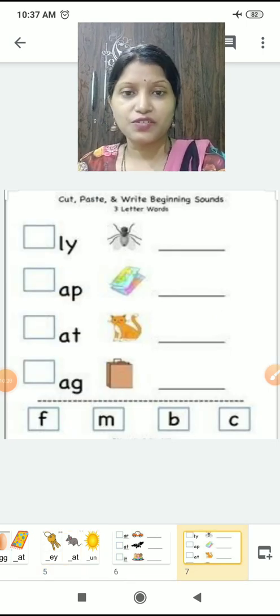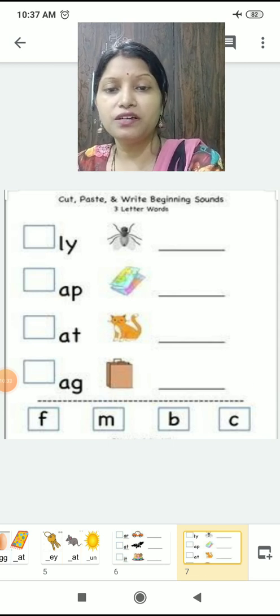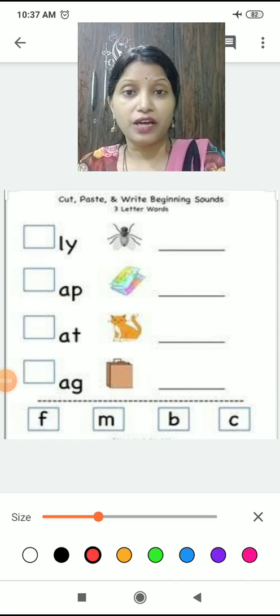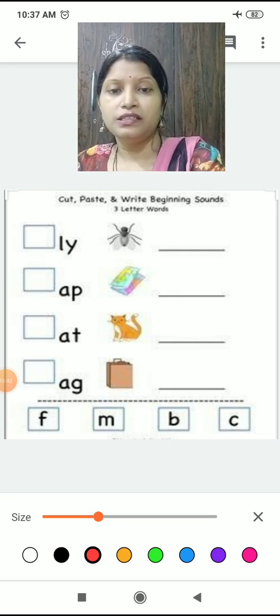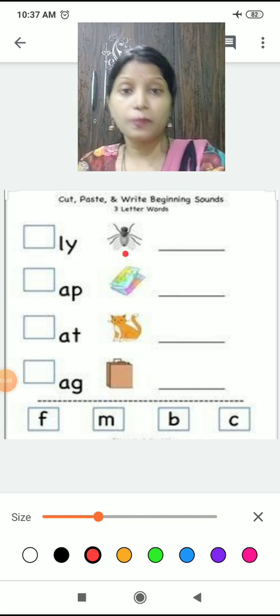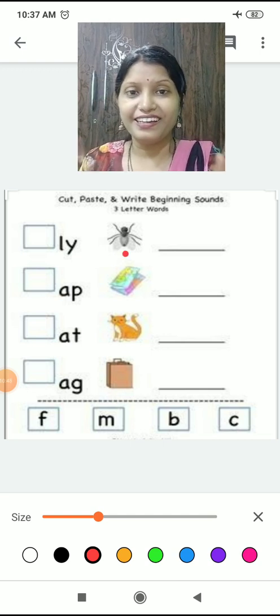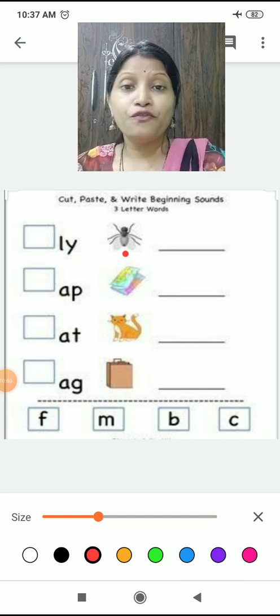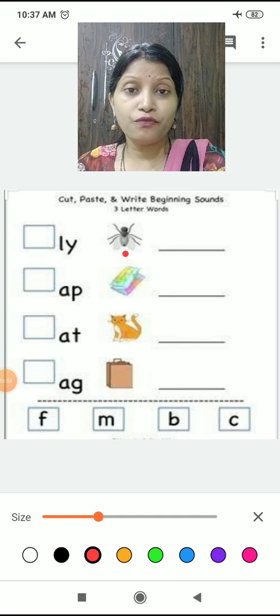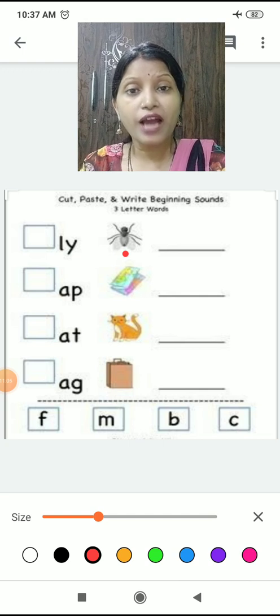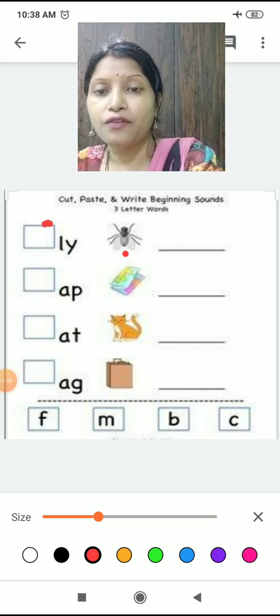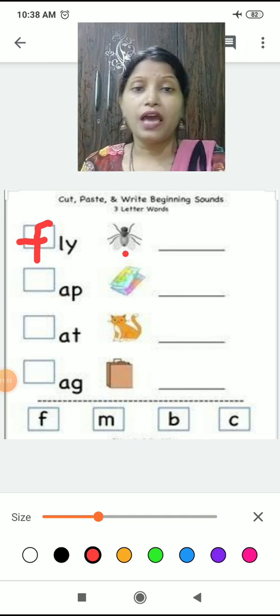Okay, last worksheet. Okay, what do you have to do here? Same, you have to identify the beginning letter. Tell me, what is it, children? Yes, fly. It is a fly. Which alphabet has a sound of F? Yes, it is F. Like F is for frog, similarly F is for fly. So write down F over here.